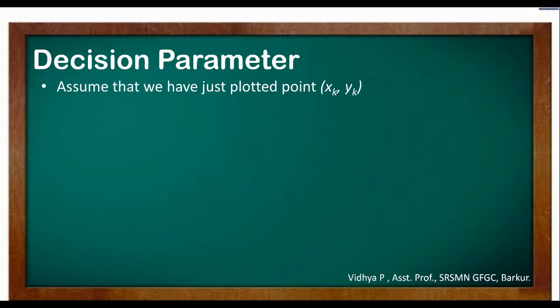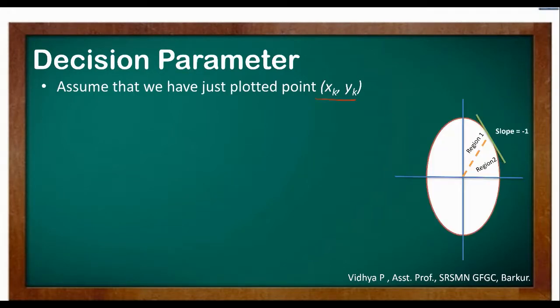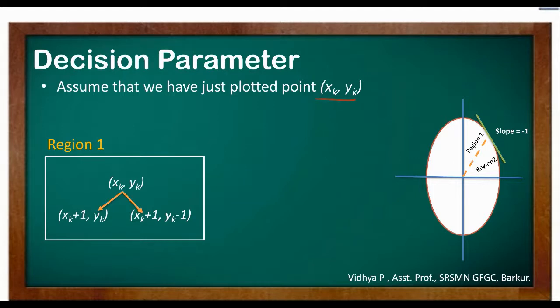Consider that we have plotted a point xk comma yk. Now, in region 1, you have to decide. At each iteration, we increment the x value by 1, and we have to decide whether we keep the same y value or decrement it by 1. So here we use the midpoint algorithm. The midpoint between these two is x plus 1 comma yk minus half. So the decision parameter is f ellipse of xk plus 1 comma yk minus half.